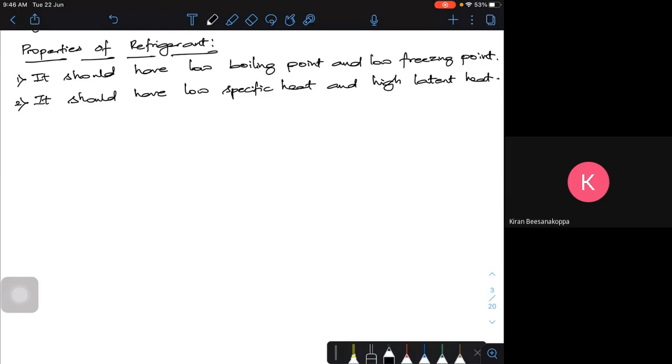See, let me write that actually. So if I have high specific heat, it will decrease. Let me write that. Okay, a high specific heat will reduce the heat absorbed in the evaporator.